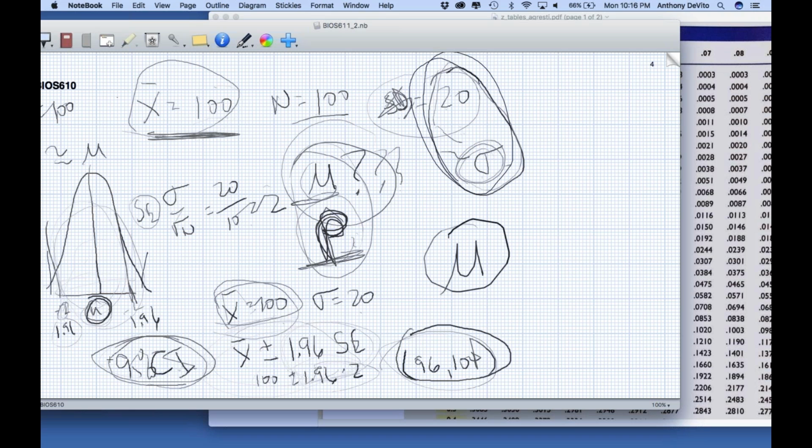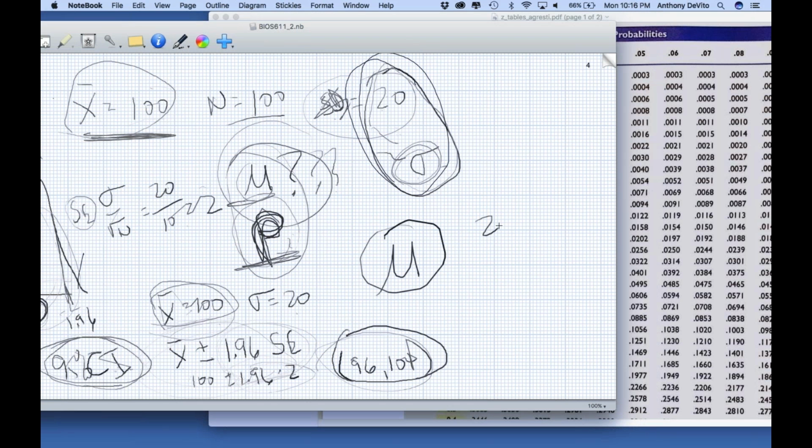Okay, what does that mean? That means that if I did this 100 times, I'm 95% sure that I would capture the true mean within my confidence interval. That means 95 times I would capture it, but 5 times I would miss it and be wrong about it. But 95% of the time I would be right.